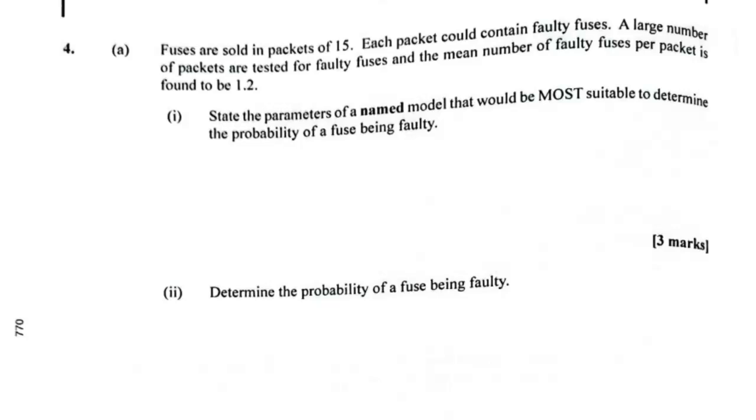Now on to question 4. Fuses are sold in packets of 15. Each packet could contain faulty fuses. A large number of packets are tested for faulty fuses, and the mean number of faulty fuses per packet is found to be 1.2. State the parameters of a named model that would be most suitable to determine the probability of a fuse being faulty.